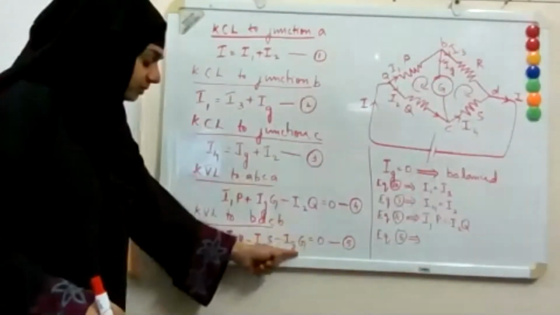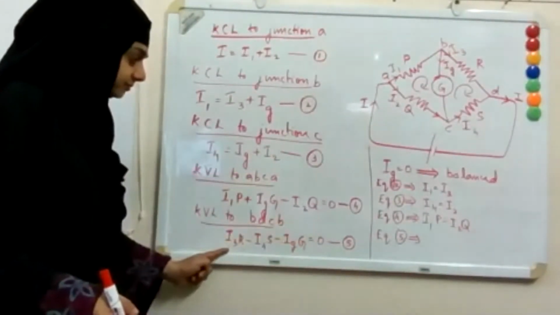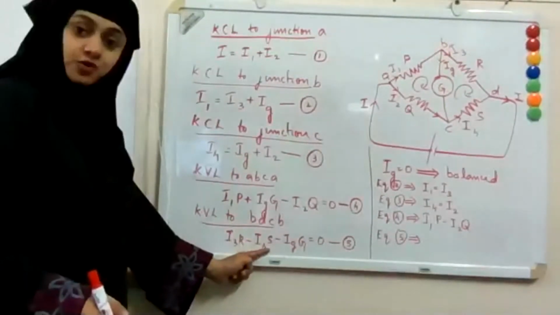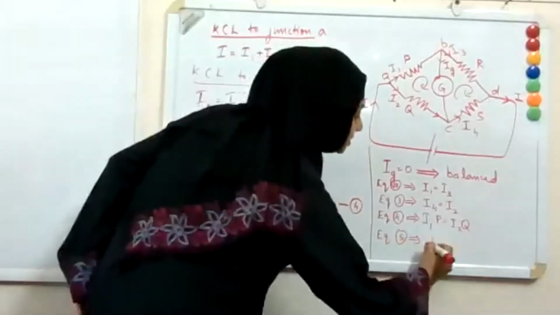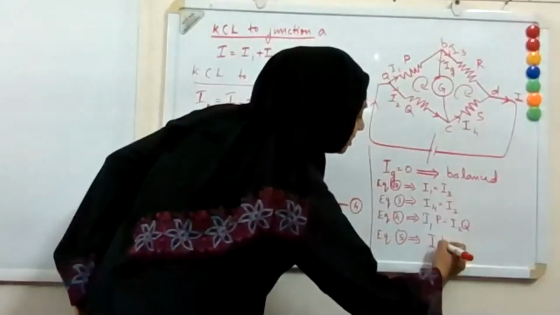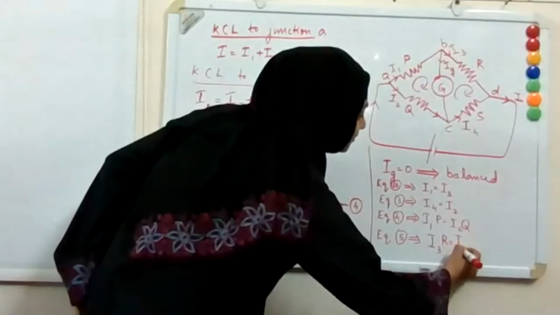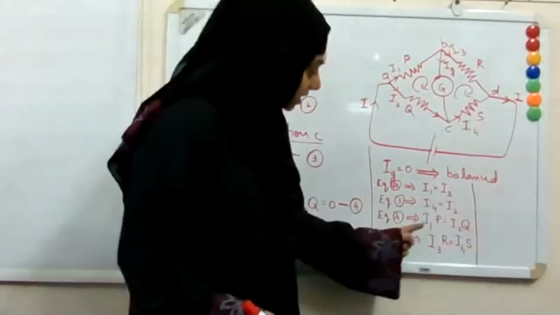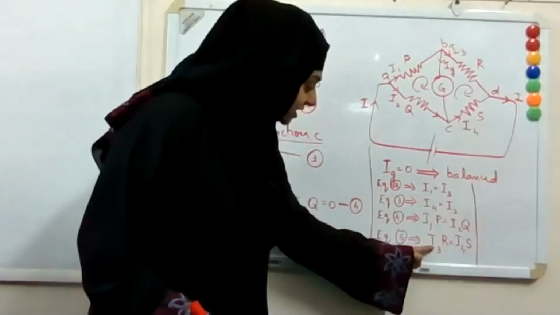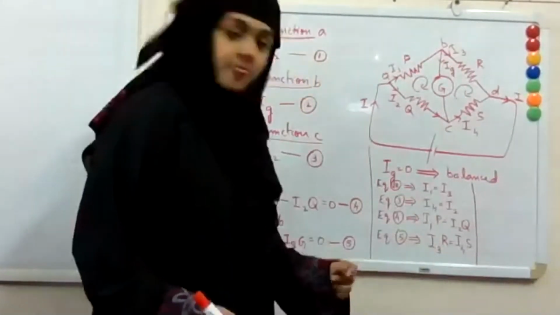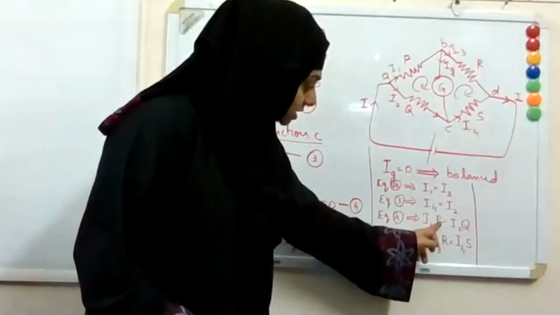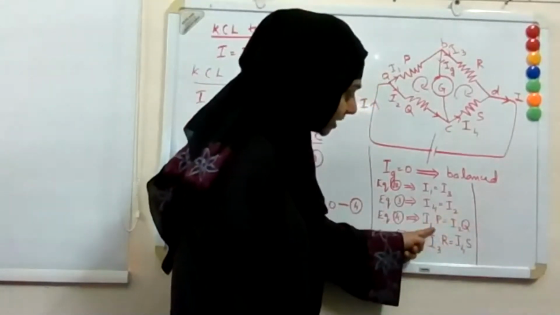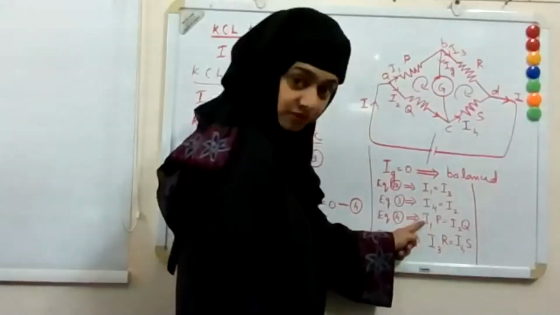And equation 5 will become what? IgG becomes 0, Ig is 0. So I3R is equal to I4S. Okay, so let me take equation 4 and equation 5. What is P by Q? P by Q is equal to I2 by I1 from equation 4.